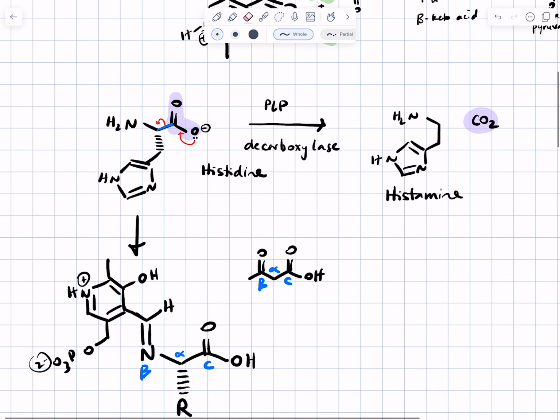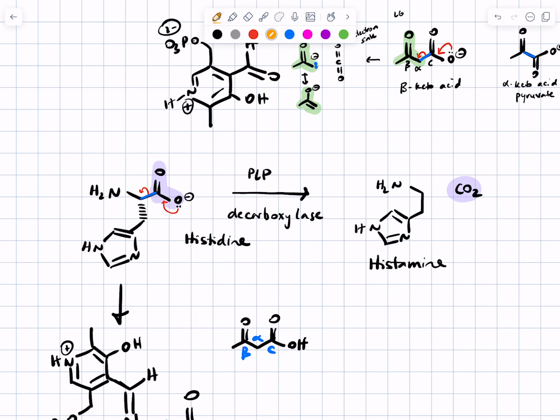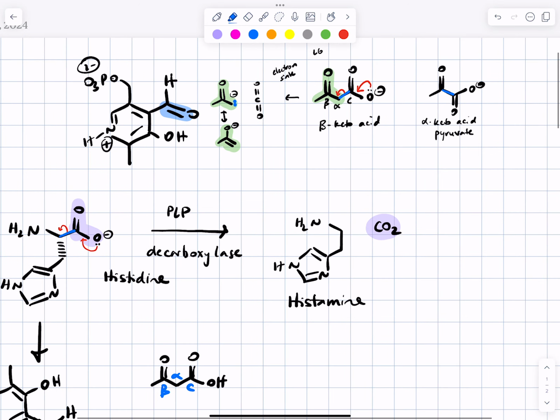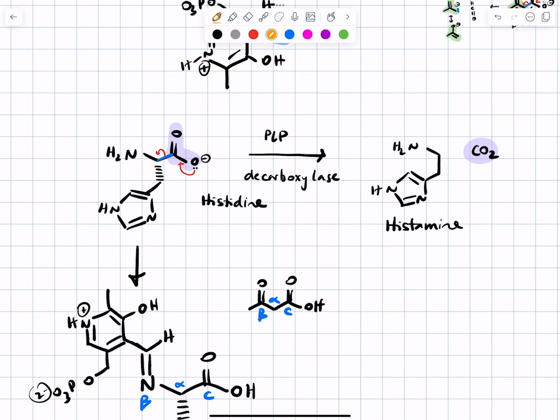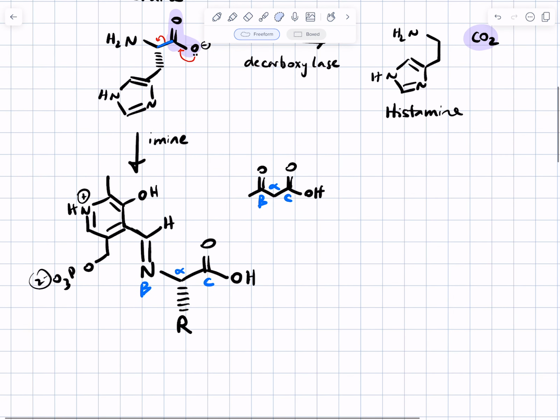As I said, we're going to use PLP, which is an aldehyde. I'll highlight the aldehyde in, I guess I chose blue. Oh well. You can live with that. We'll highlight the aldehyde in blue. We're forming an imine between the amino group of the histidine amino acid and the aldehyde group of PLP. That imine functional group is here.